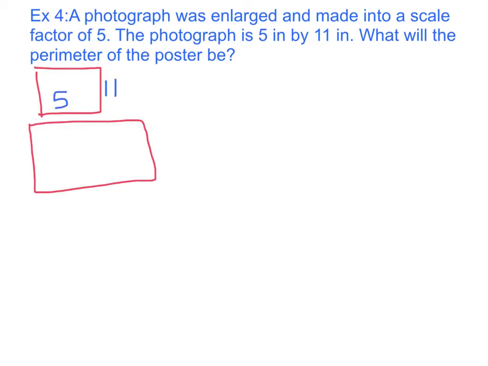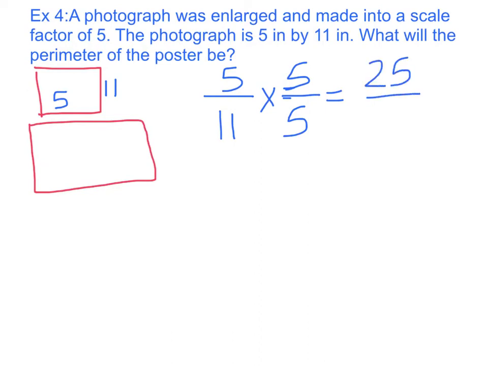We want to set that up as a proportion, so 5 by 11 is the original. We are going to up it by a scale of 5. So if we look back at our scale factor, it says it's a ratio used to enlarge or reduce similar figures. So we want to enlarge both of them by a factor of 5. So we're going to multiply them by 5. So our new sizes are going to be 25 over 55.